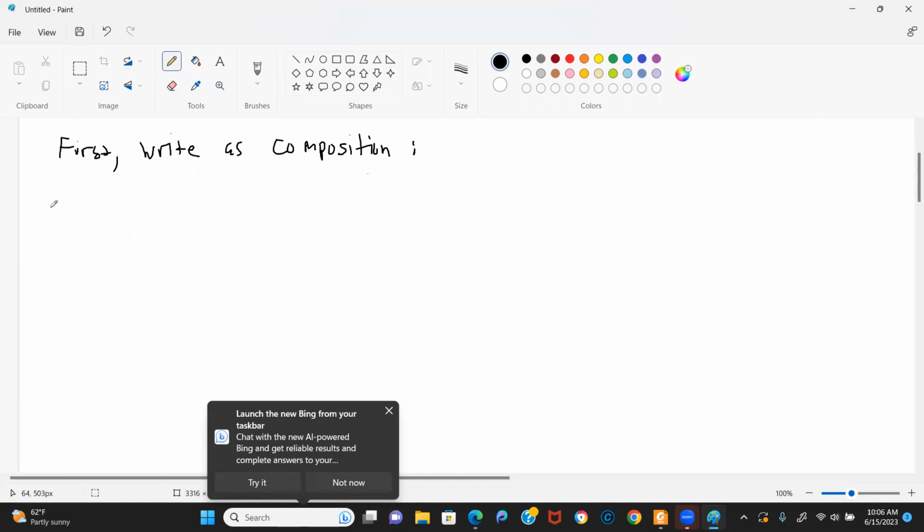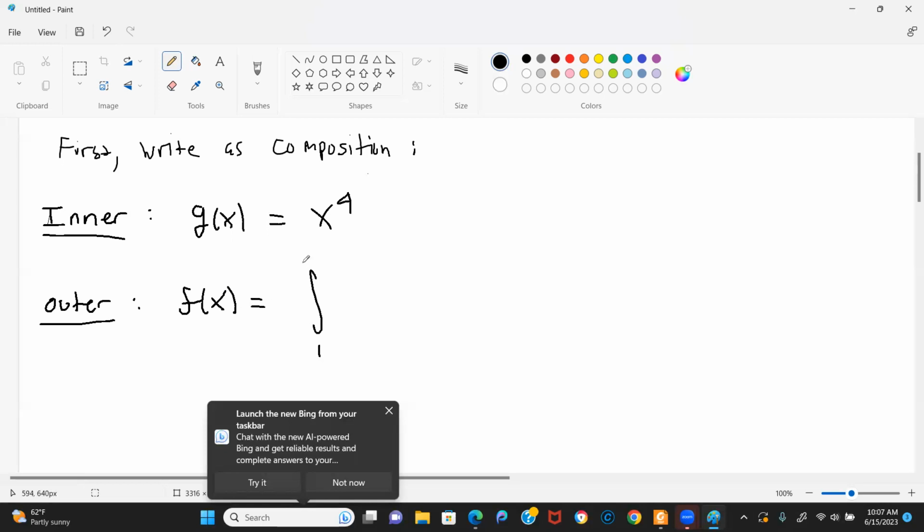So the inner function is still going to be g of x, but it's going to be x to the 4th. Yeah, I think this is right. And then our outer function is going to be the actual integral from 1 to x of secant t dt.